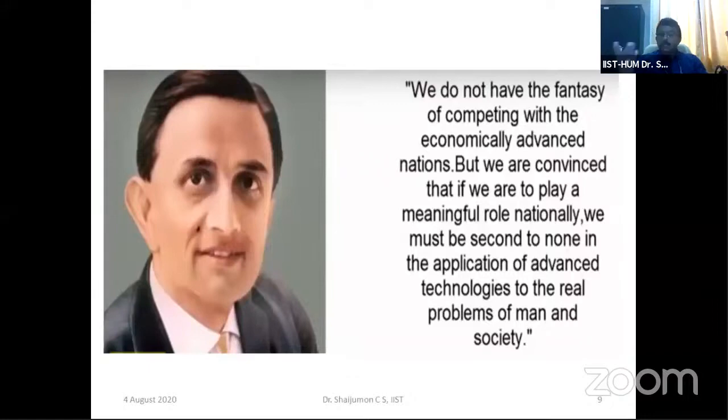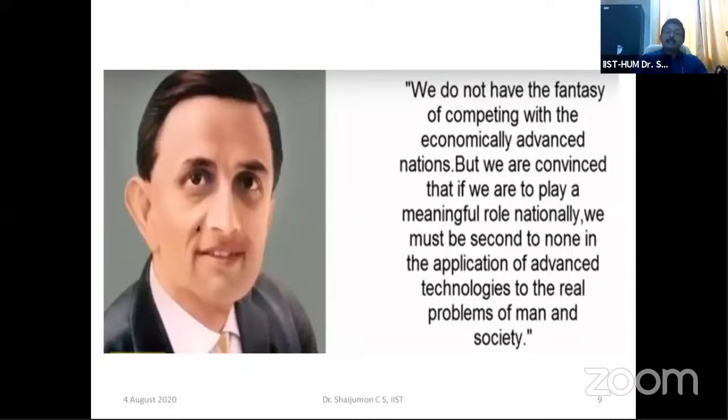Like maybe China is competing with US, US may be competing with China, and the European Union is competing with other countries, but we don't have such competition. We don't want such competition, but we are convinced that if we are to play a meaningful role nationally, we must be second to none in the application of advanced technologies to the real problems of man and society. So we are convinced that we should have mastery over such technologies which solve the real problems of man and society.